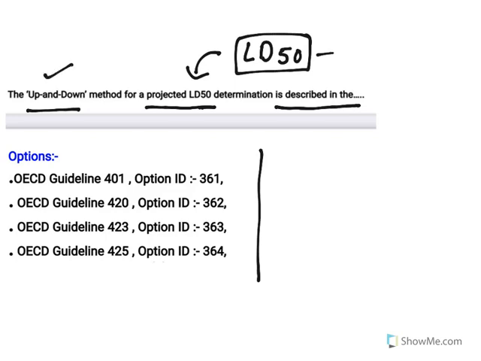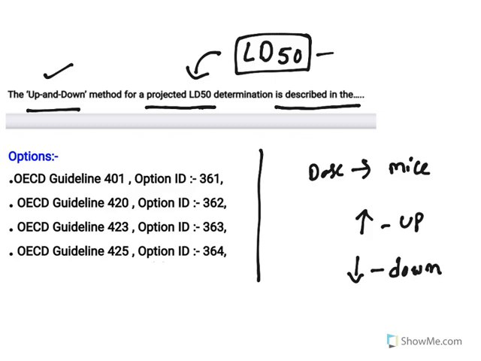Now you need to understand what this up and down technique is. See, in up and down technique, a particular dose is given to only one animal. A mice is given a particular dose. If the mice survives, the dose is increased. That is, dose is up. If the mice dies, then the dose is decreased. This is called down. Hence it is called as up and down method.